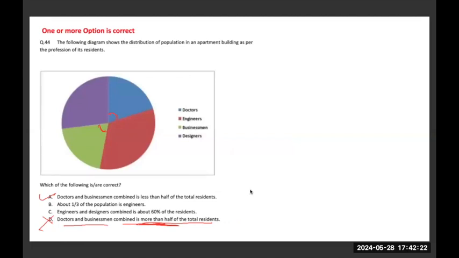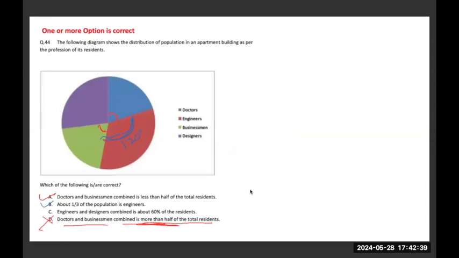About 1/3 of the population is engineers. If you look at this sector angle, it is actually 1/3 of the total. 1/3 means this angle is around 120 degrees. So that's why option B is correct.